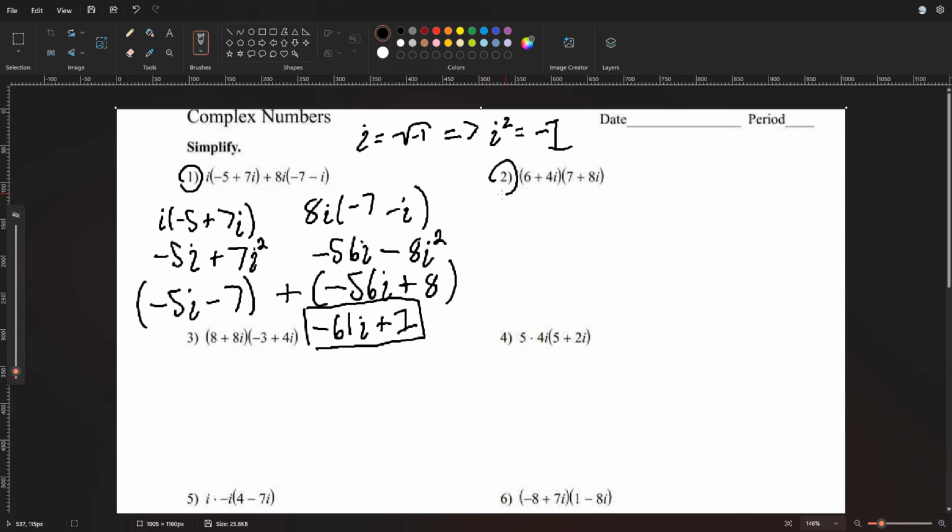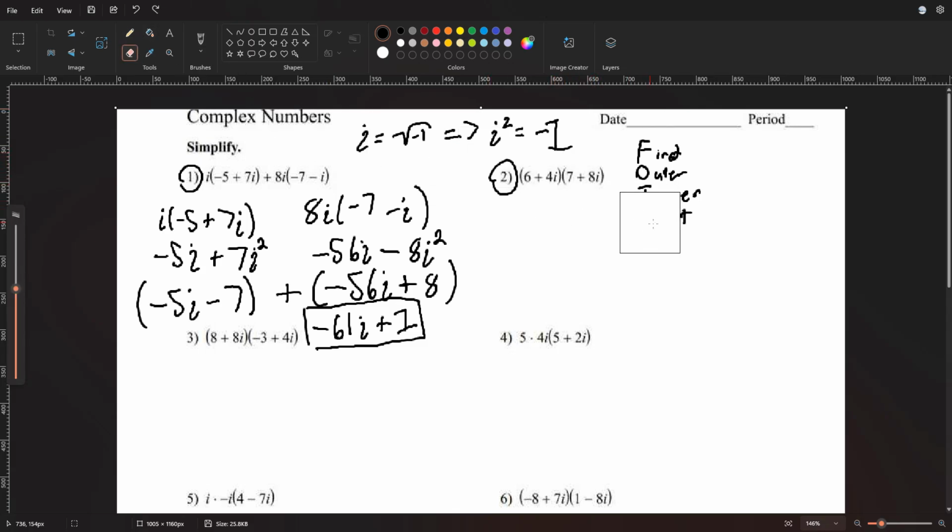Now let's take a look at the second problem. This is going to be more of a FOIL distribution, just like you would with any kind of binomial expansion or multiplying two binomials together. So let's remember the FOIL method. It's going to be first, outer, inner, and then last.